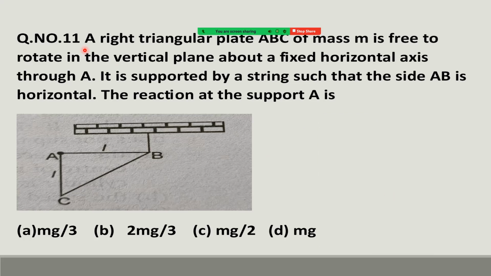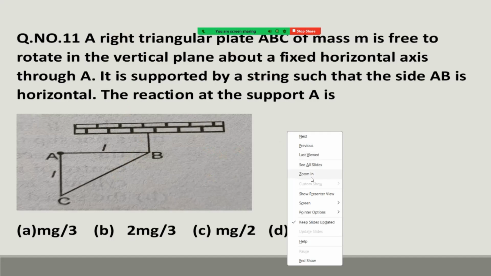Let's see the question given. A right triangular plate ABC of mass m is free to rotate in the vertical plane about a fixed horizontal axis through A. It is supported by a string such that the side AB is horizontal. The reaction at the support A is... okay, this is again in equilibrium, right? Right triangular plate, mass M. Let us see how to find it.